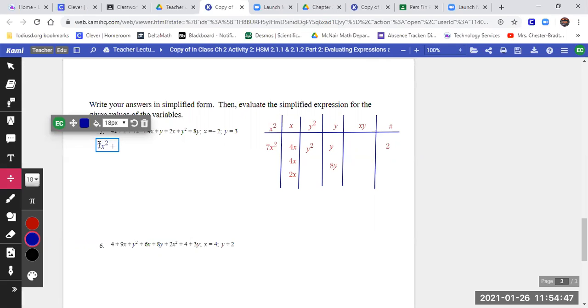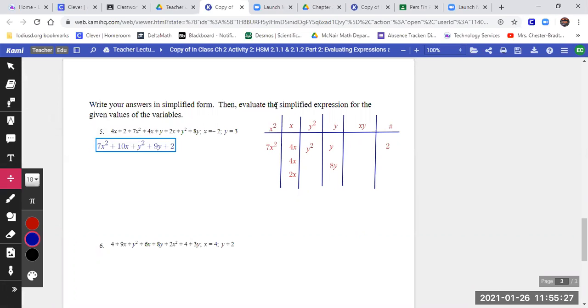What's our x column all together say? I have a 4x plus a 4x plus a 2x, all together 10x. Okay, what's next? The y squared, y to the second power. Arrow to get off, plus what's next? 9y. And our last thing we're going to write, 2. This is the simplified expression. So we've finished the first piece. Write your answers as a simplified form. There it is, the simplified form.